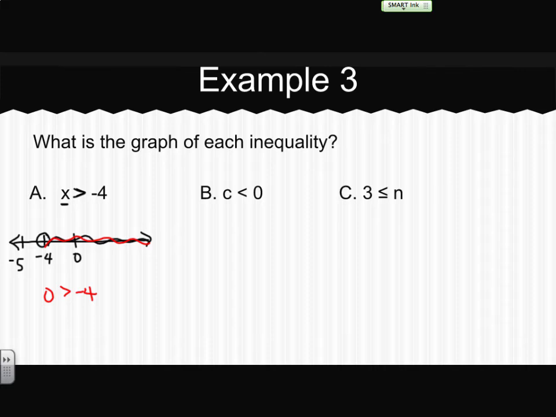Okay, the next one, C is less than 0, so I have 0. I'm going to put 1 and -1.